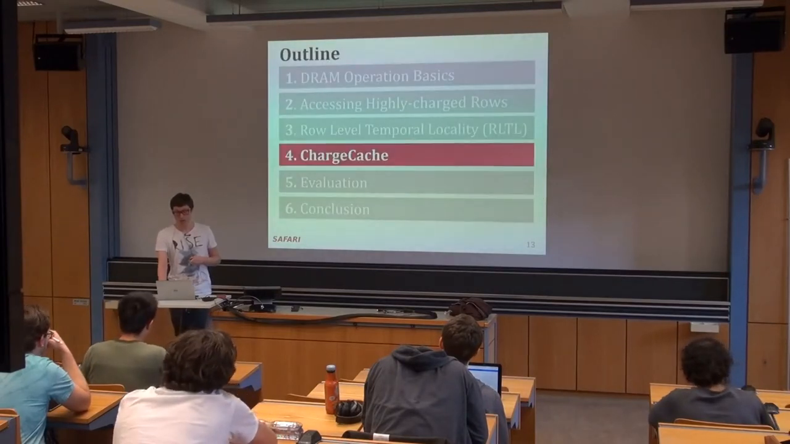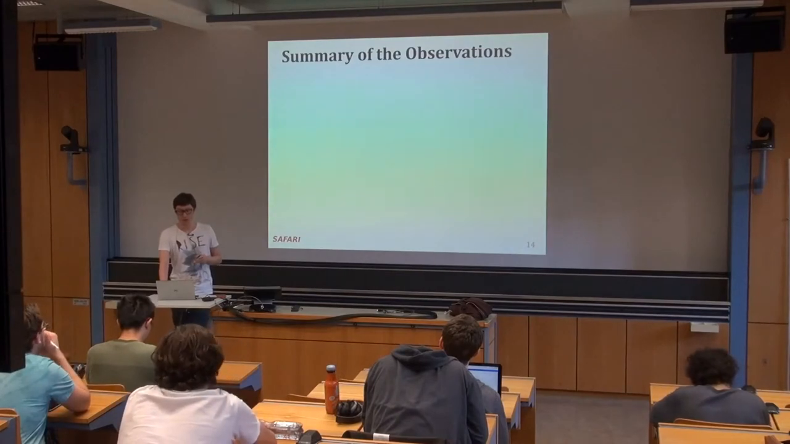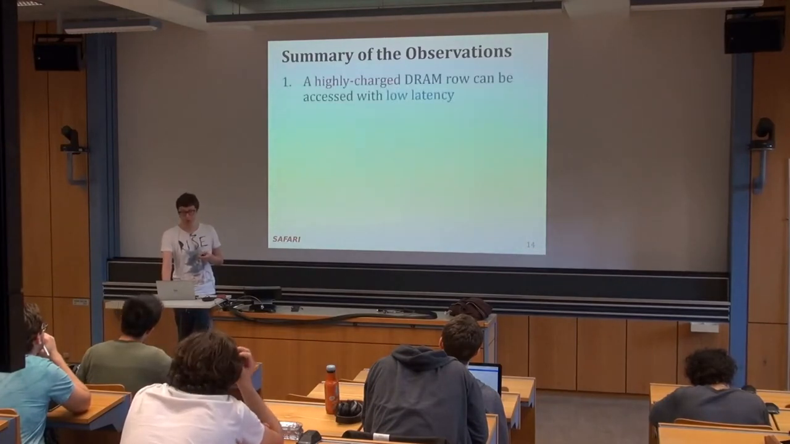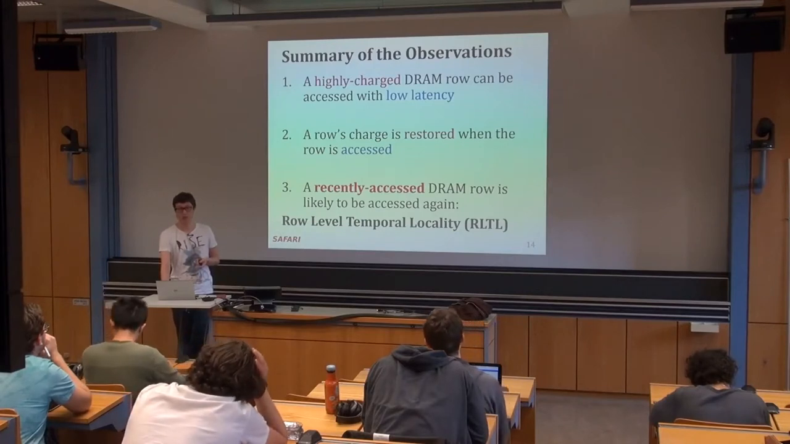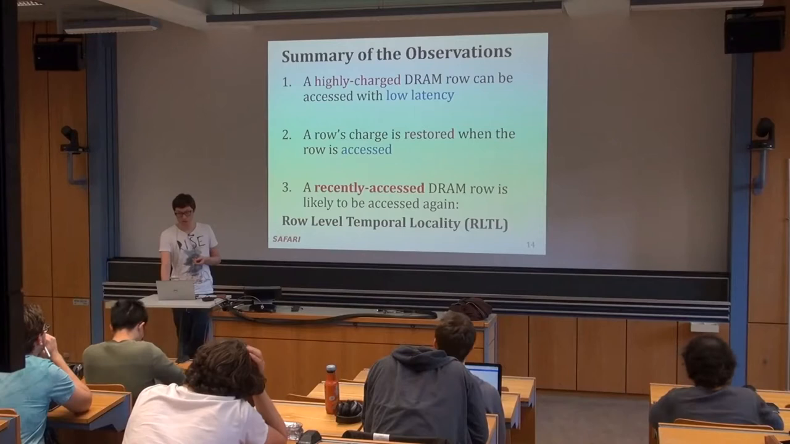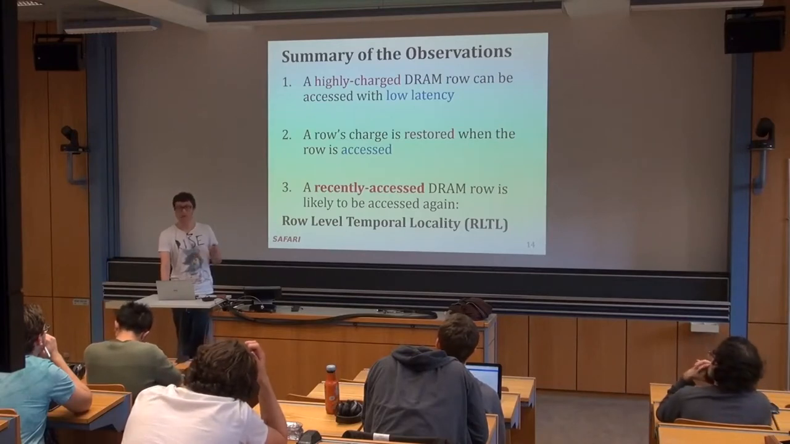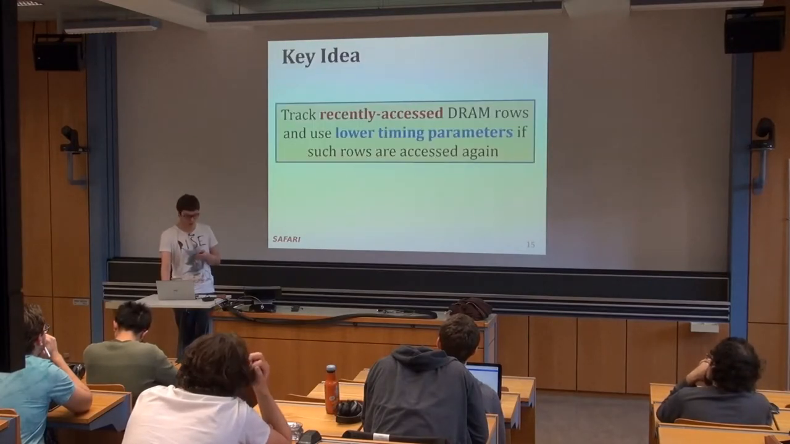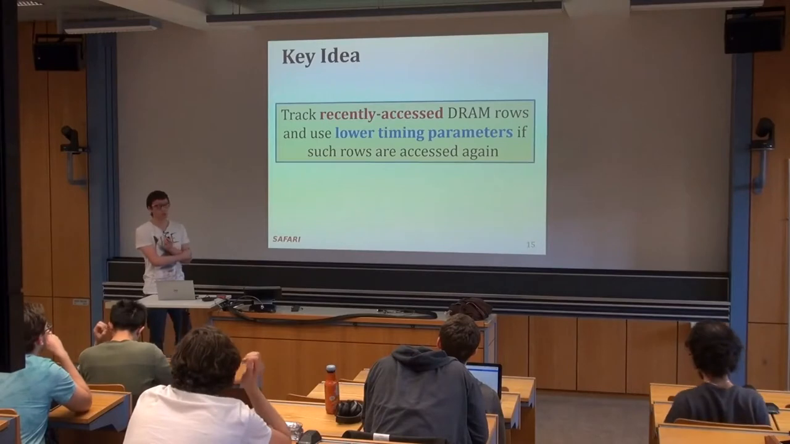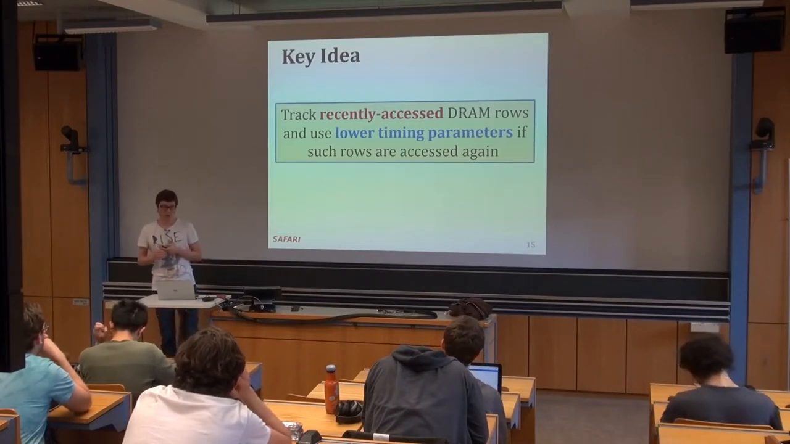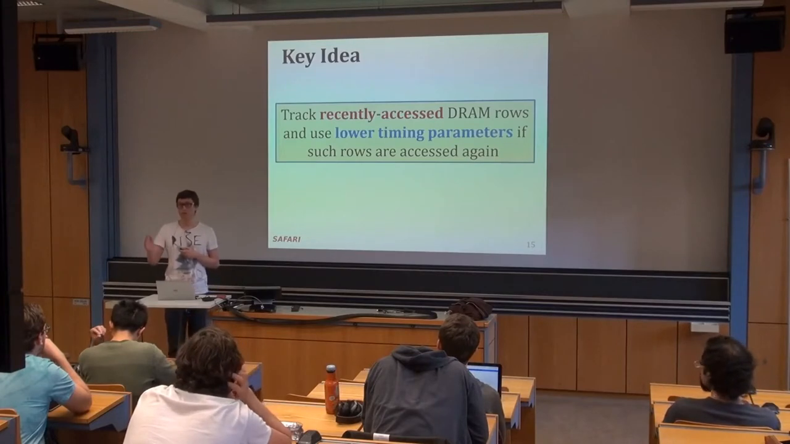Now that we've covered those three observations, I can start with the mechanism. Again, our three observations: highly charged cells can be accessed with low latency; we restore the charge in a cell both by accessing it and refreshing it; and the last observation was the RLTL. The key idea of the mechanism is to track recently accessed DRAM rows, keep that information in the memory controller, and lower the timing parameters if accesses occur to the same rows again.